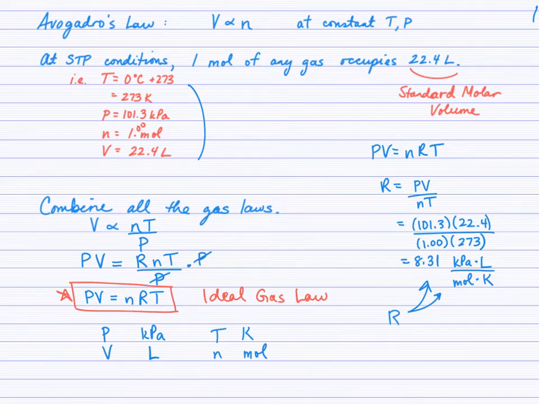So if your pressure is not in kilopascals, if it's in atmospheres, it wouldn't be wrong. It's just that you can't use 8.31. You need to calculate a different constant. So I would recommend in these problems that you stick with the SI units of kilopascals and liters for pressure and volume, and then you can always use this value of R.